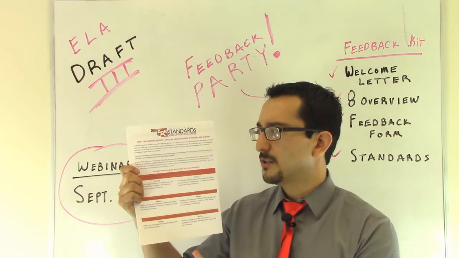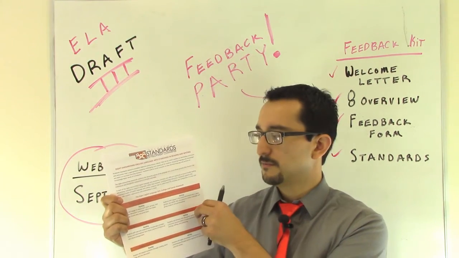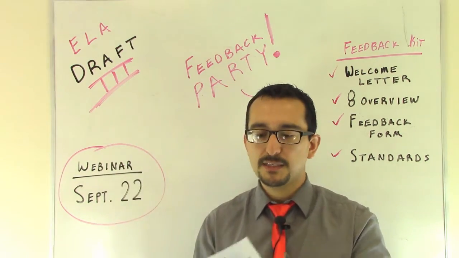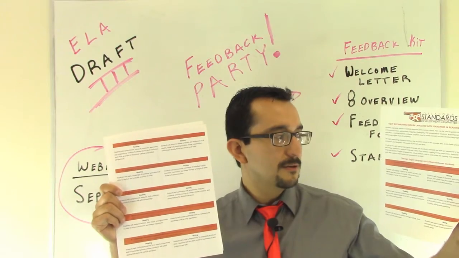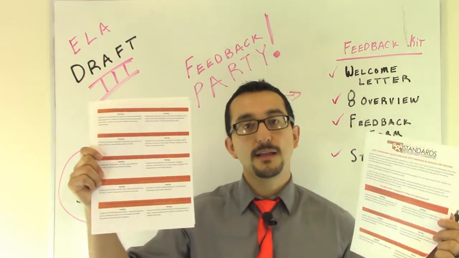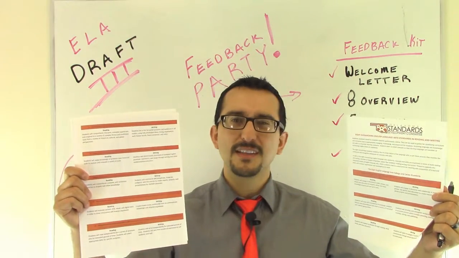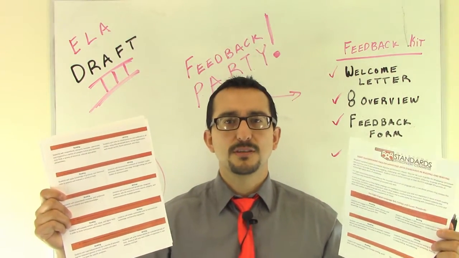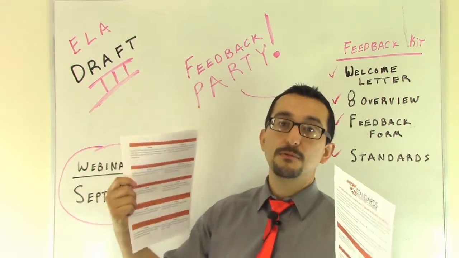I recommend starting with the 8 overview, which gives the 8 overarching standards in this very nice, handy-dandy document. It's one page if you do it double-sided, but it talks about each of the 8 standards and, of course, the reading and writing component that goes with each of the 8 standards. It's a very nice way to introduce the standards to someone that hasn't seen them before, especially if you're going to do your feedback party with parents.